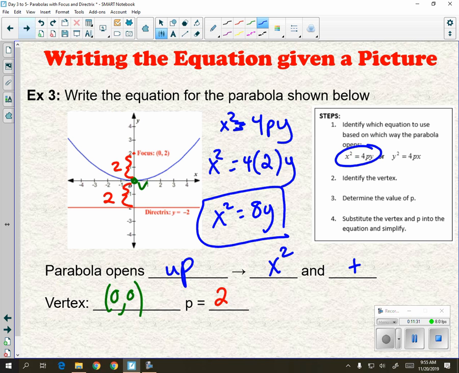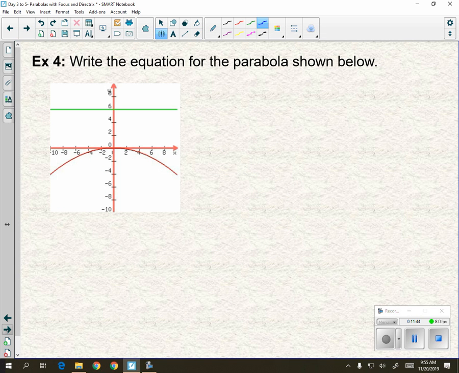You do not need to solve for y, unless it's a multiple choice question, in which case sometimes they give you y equals as your answers, and you're going to have to adjust it. But if it's a free response, leave it like this. Why don't you try finding the key information of the next one, and then check the video when you're done.